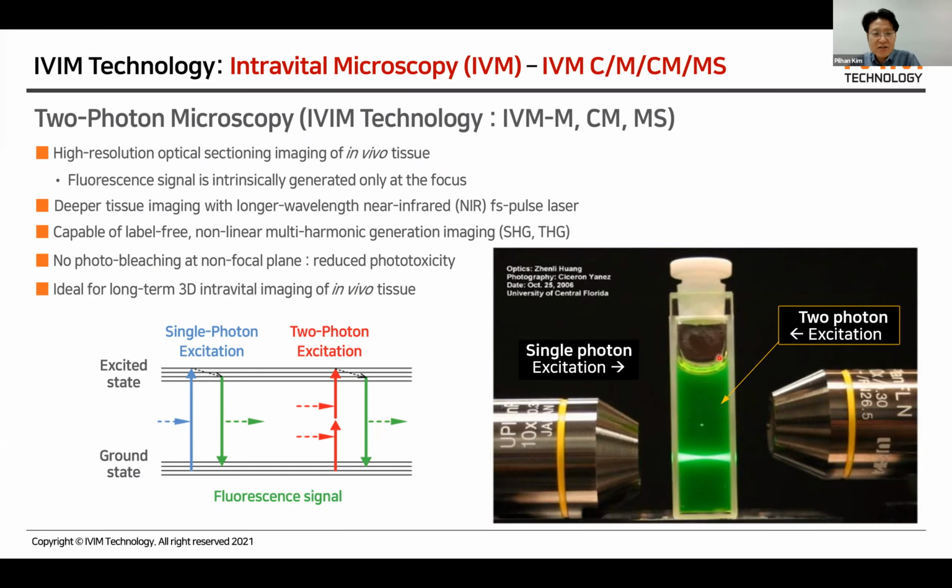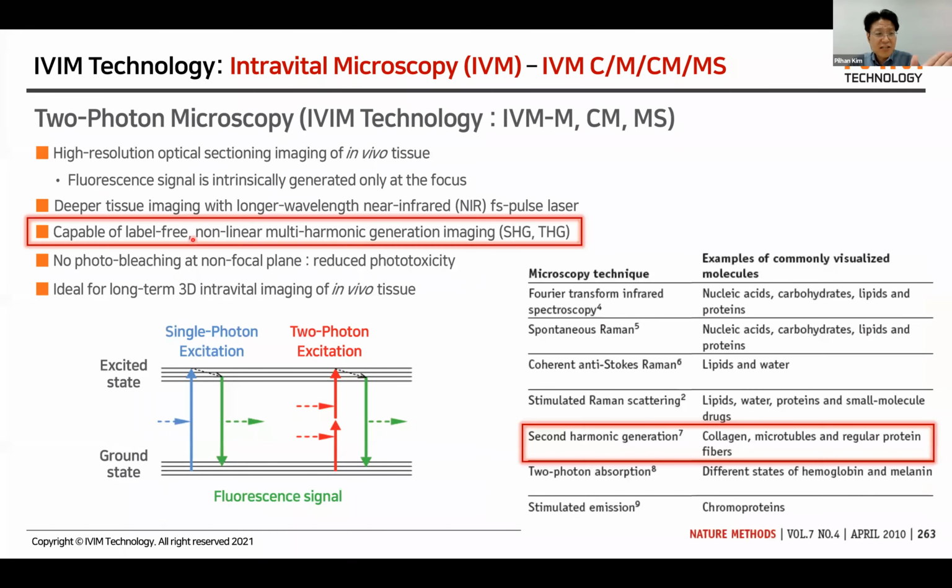And then since two-photon microscopy is using lower energy, longer wavelengths near-infrared femtosecond pulse laser, it enables deeper tissue imaging in live animal. In addition, this two-photon microscopy is also capable of nonlinear multi-harmonic generation imaging, such as second harmonic generation. And the second harmonic generation is a very good technique for label-free imaging of the collagen in biological tissue in live animal.